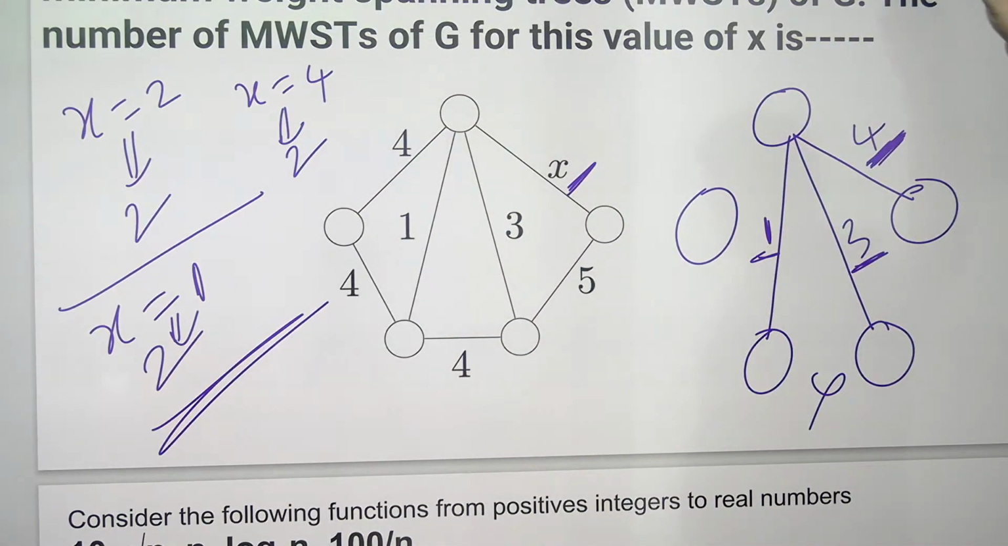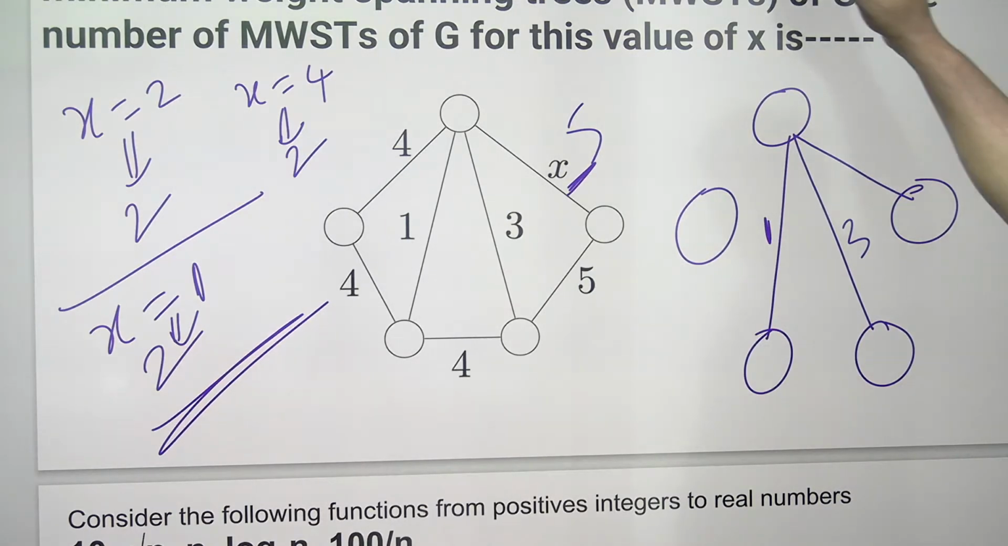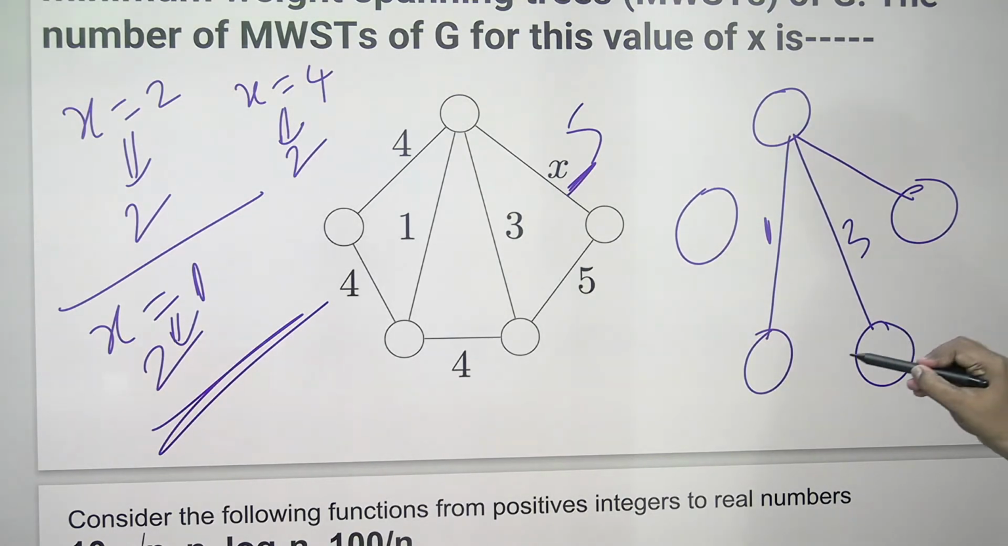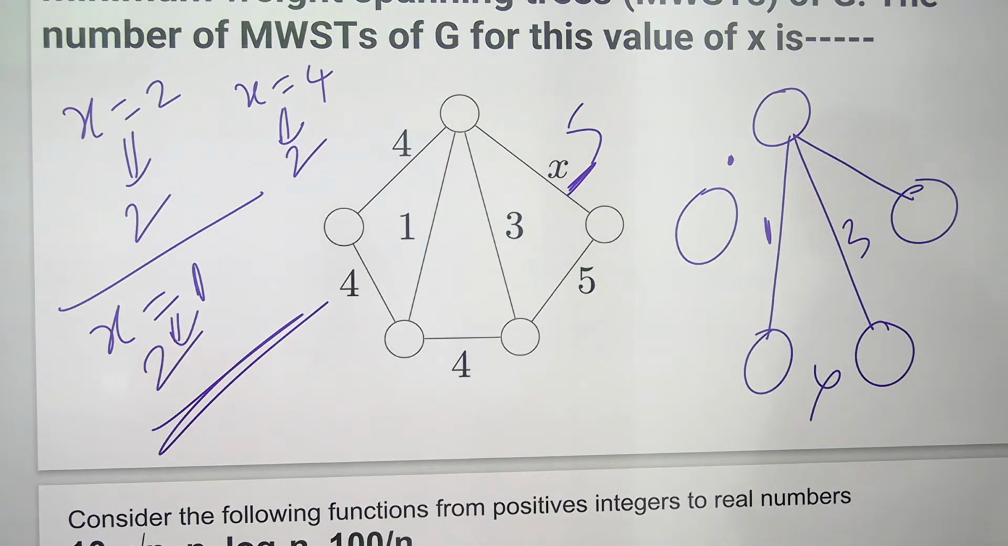Now x value 5, I think the game is there with 5. If x value is 5, first minimum, second minimum over. Third minimum 4. I cannot take this 4, it forms a cycle. And one more thing: I can take this 4 or I can take this 4. Any one. Here two choices.